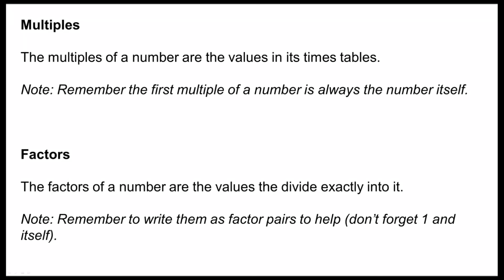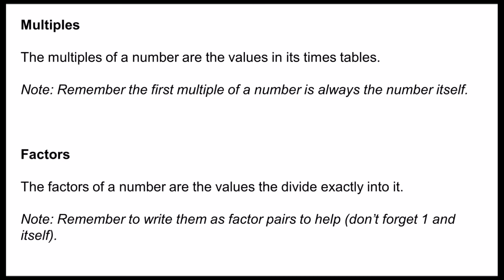In today's lesson, we're going to have a look at the lowest common multiple and the highest common factor of two numbers. In order to do this, we should remind ourselves of what multiples and factors are. We said that the multiples of a number are the values that appear in its times table. Remember that the first multiple of any number is always the number itself.